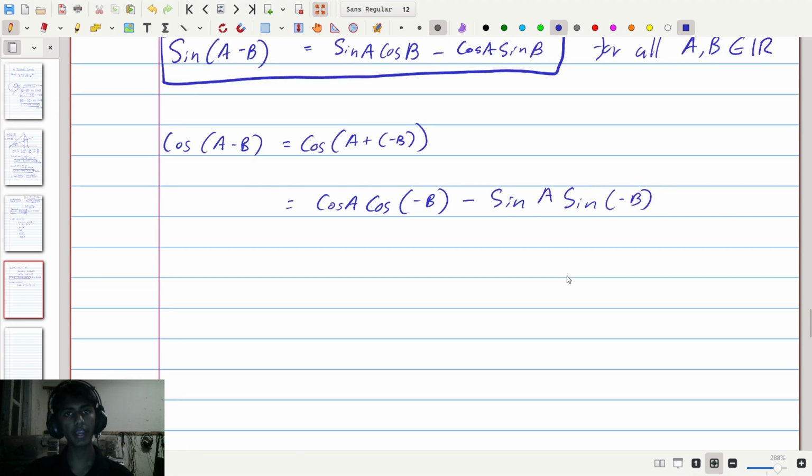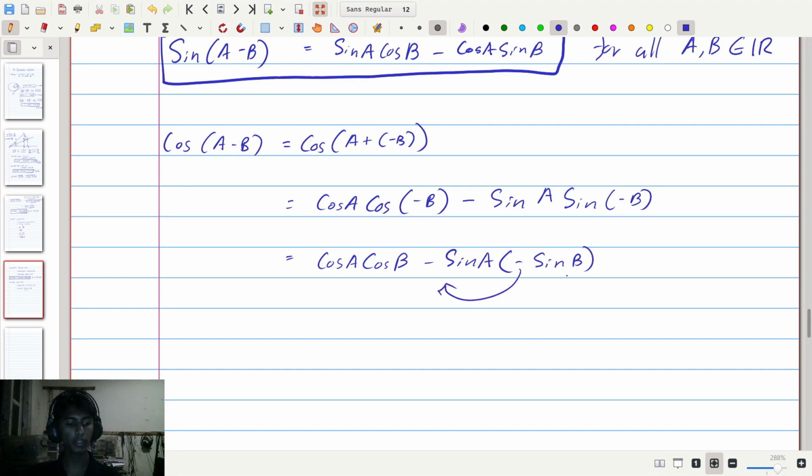And now once again applying those two identities, the cosine of a negative angle is equal to the cosine of that angle, and the sine of a negative angle is equal to negative times the sine of that angle. We have cosine of A remains as itself, cosine of negative B is equal to cos B, and then minus sine of A times the sine of negative B, which is negative times the sine of B. Now distributing this negative outward, it will cancel with the other negative, leaving us with simply cos A cos B plus sine A sine B.